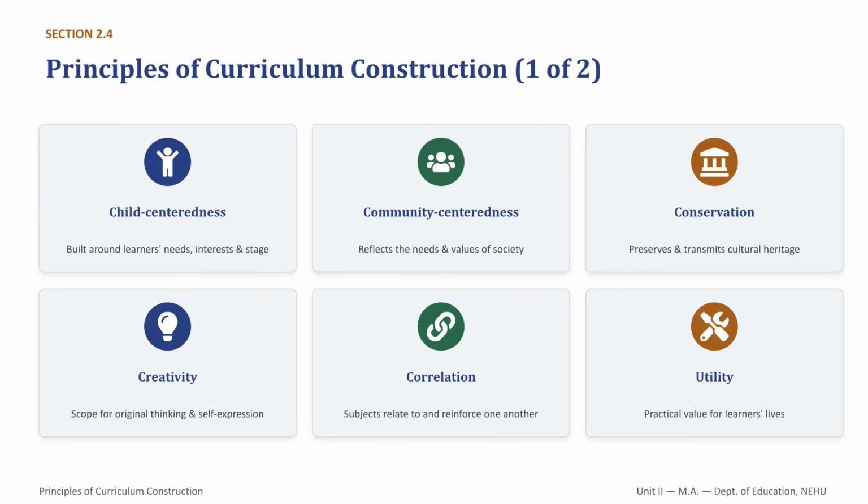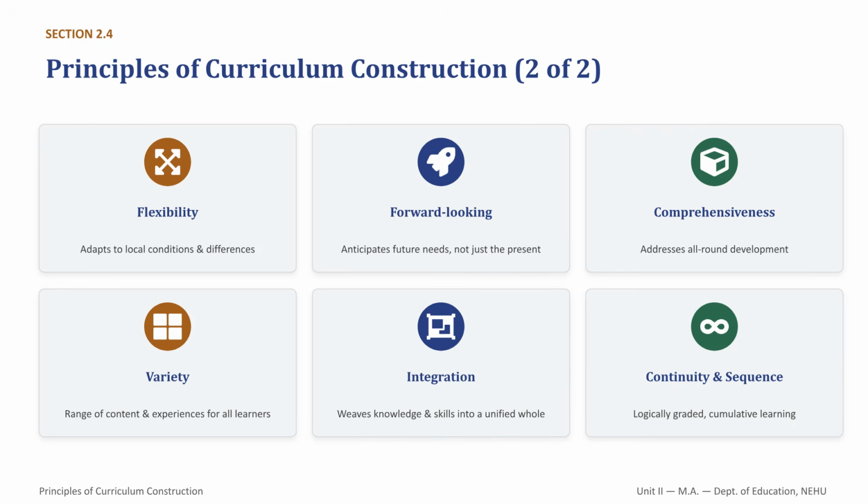Finally, sound curriculum construction relies on key principles, including keeping the child and community at the center, ensuring the curriculum has utility, providing for creativity, and ensuring correlation between subjects while conserving cultural heritage. Effective curriculum construction also requires flexibility, being forward-looking, and ensuring comprehensiveness in development. Furthermore, a good curriculum provides variety in experiences, integrates knowledge and skills into a unified whole, and maintains logical continuity and sequence for cumulative learning.